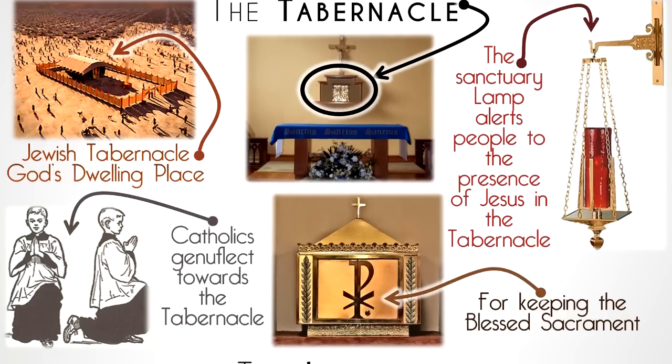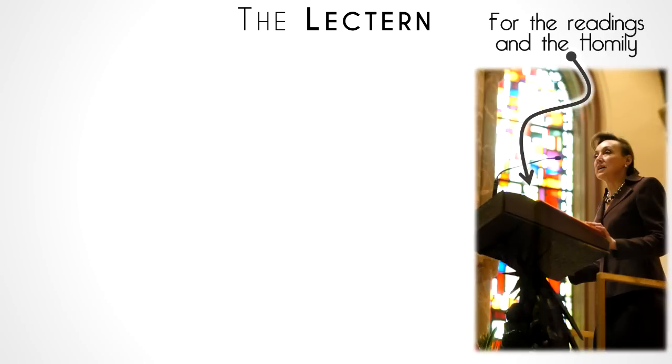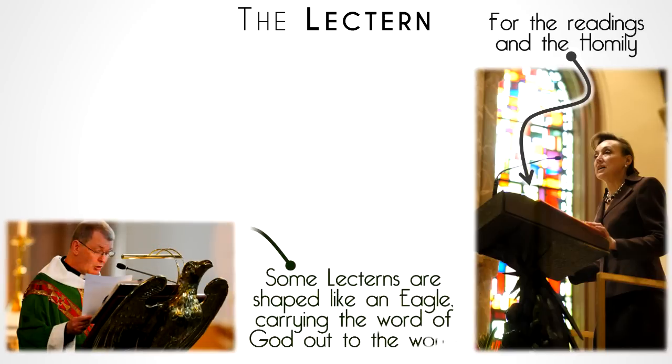Near to the altar can be found the lectern. This is a stand from which the readings and the homily are proclaimed during the liturgy of the Word. This is normally in a position where all members of the congregation can see and hear the person reading. Some lecterns have a plain design, while some are designed in the image of an eagle as a symbol of the Word of God being carried out to the world.